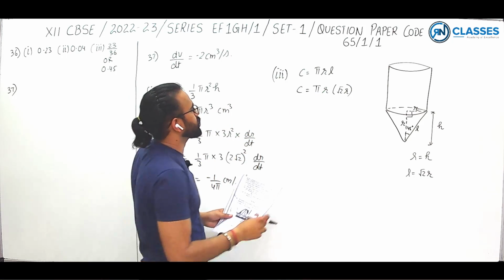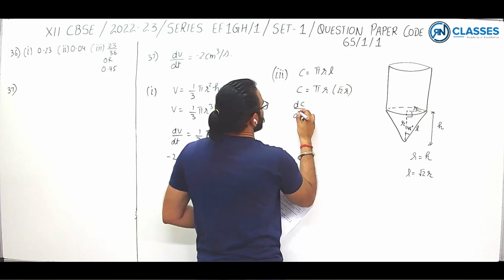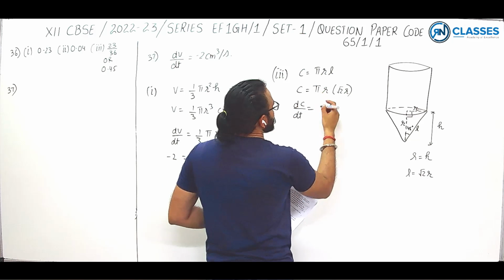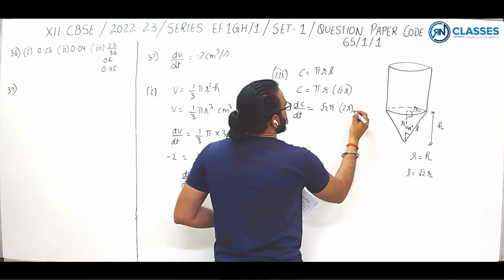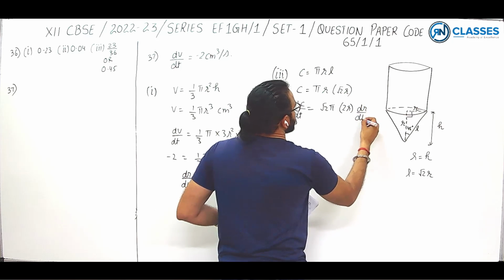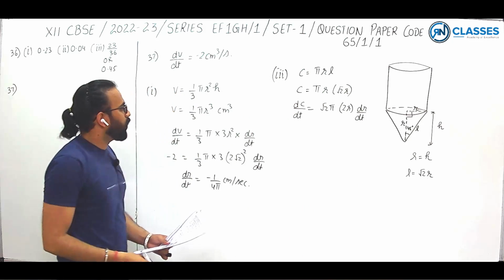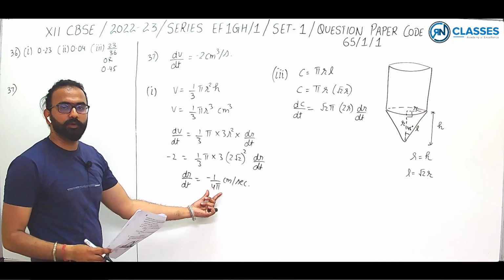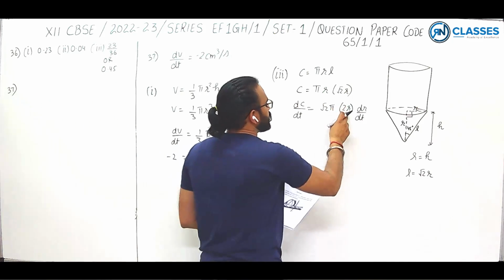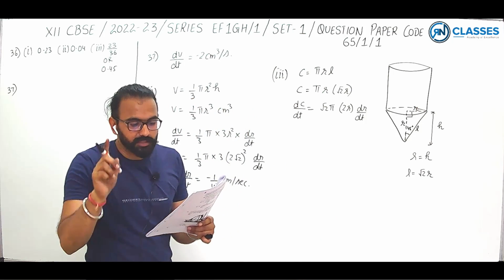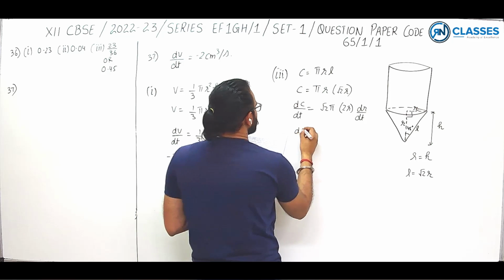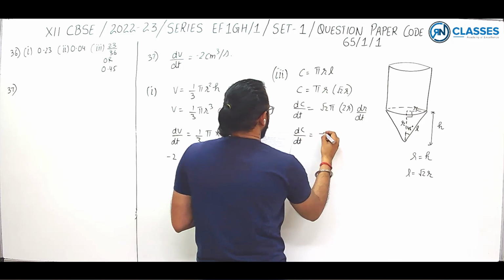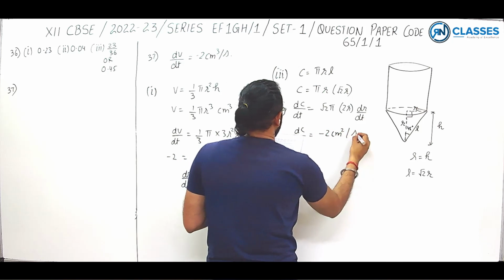Differentiating both sides with respect to t, dC by dt equals root 2 into pi, the derivative of r square is 2r, into, using chain rule, dr by dt. dr by dt we already know is -1/4 pi, and the value of r we had to find at an instant when r is 2 root 2. Substituting all the values, the answer turns out to be -2 centimeter square per second.